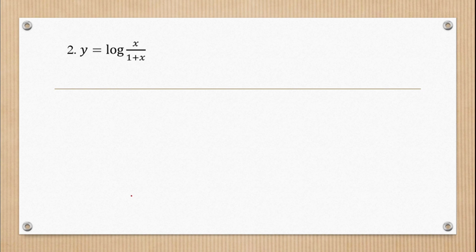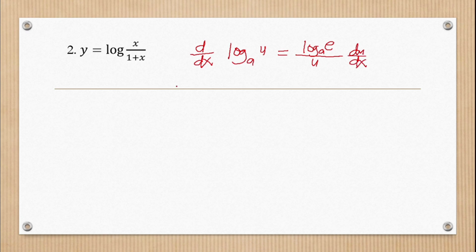y is equal to the log of x over 1 plus x. Therefore, we have here a logarithmic function. The formula that we're going to use is the derivative of log of u with a base a is equal to log of e with base a, over u, du over dx. Since this is u over v, the derivative is equal to v du with respect to x minus u dv with respect to x, over v squared.